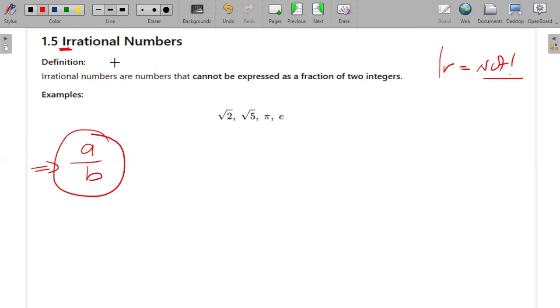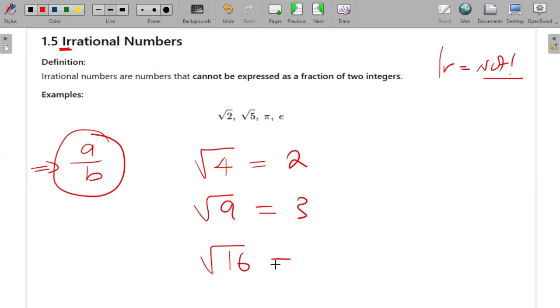For example, later on we'll talk about the surds. All surds are irrational numbers. By surds, we simply mean a number that does not have a perfect square root. For example, if I write square root of 4, if you punch this on your calculator, or if you know it in your head, the square root of 4 is 2. The square root of 9 is 3. The square root of 16 is 4. So these numbers have a perfect square root, so they are not irrational numbers.